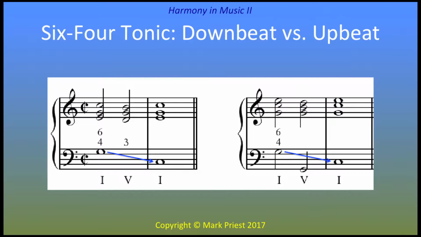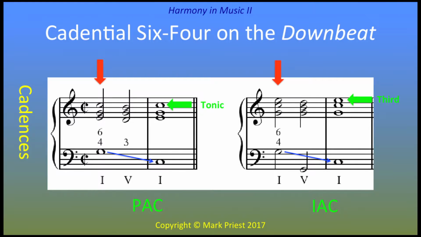These 6/4 triads, second inversions, of the 1 chord occur on the downbeat and precede a root position dominant triad, which then falls to the final tonic chord. Listen. Do you recall what word means fall? Cadence. To be exact, the one on the left is a perfect authentic cadence, and the one on the right is an imperfect authentic cadence.